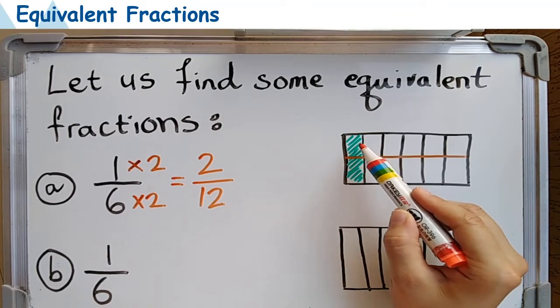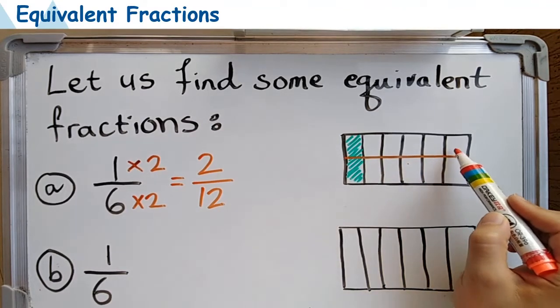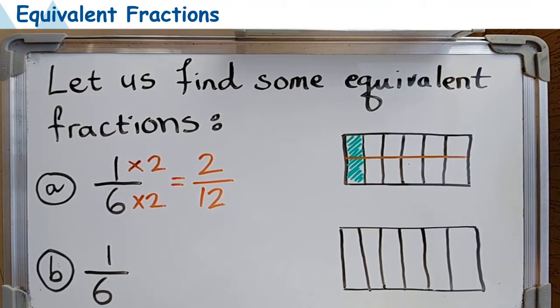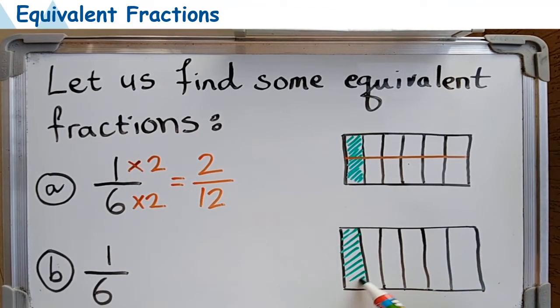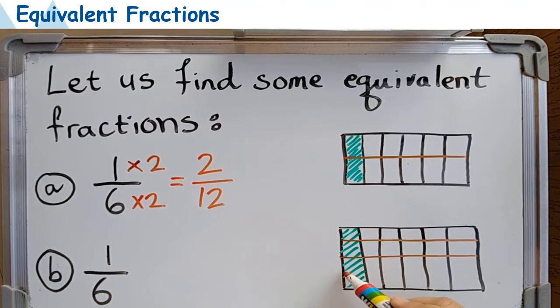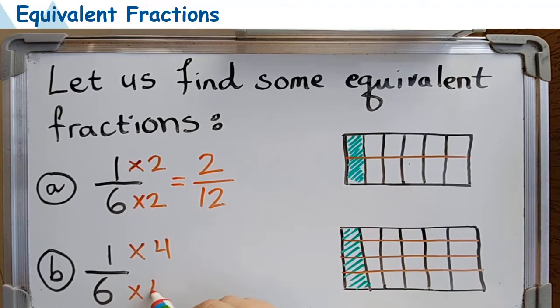Let's have a look at the shaded area. I still have 2 green blocks out of 1, 2, 3, 4, 5, 6, 7, 8, 9, 10, 11, 12. So the new fraction is 2 out of 12. Simply, you can just count 6 by 2. For the following fraction, again, I'm going to shade 1 out of 6 parts. But in this case, I'm going to partition this area into 4 equal parts. Partitioning it into 4 equal parts is the same as multiplying both numerator and denominator by 4.